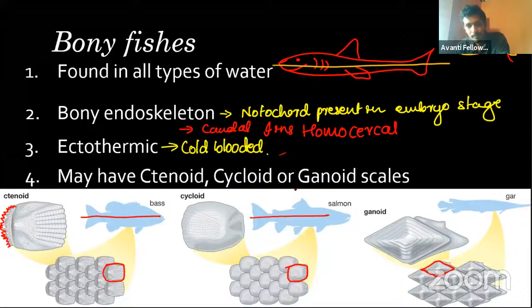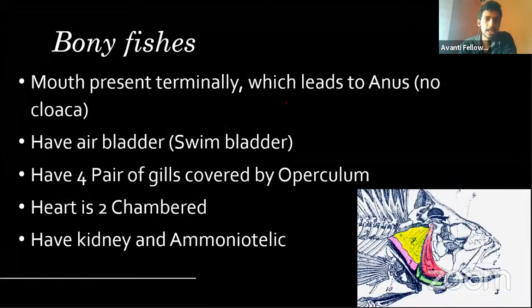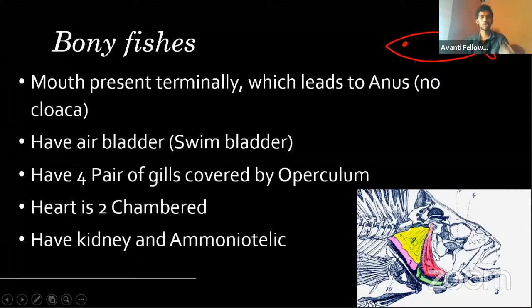Next one. So next one is mouth present terminally. What is the meaning of terminally then? Terminally means, if you observe in the Chondrichthyes, the mouth is present where? Is it ventrally positioned or dorsally positioned in Chondrichthyes? The question is, in Chondrichthyes, is the mouth ventrally positioned, dorsally positioned, or terminally positioned, where is it present? Can anybody answer?